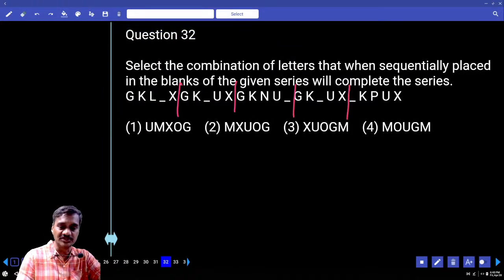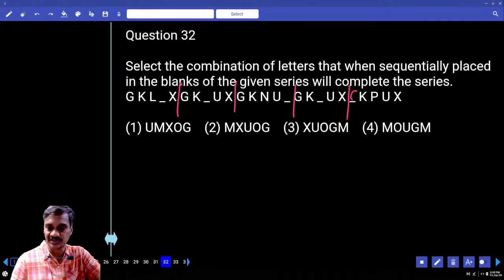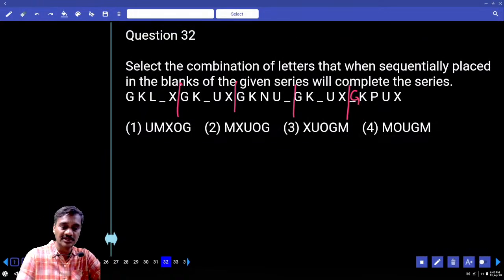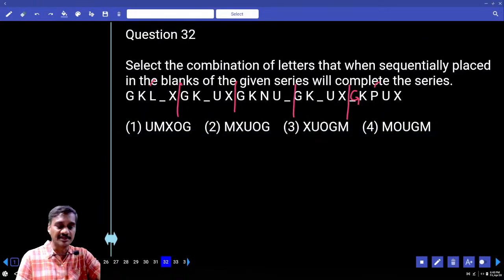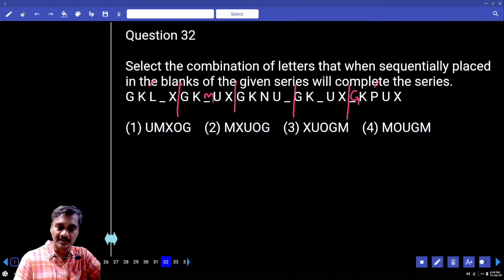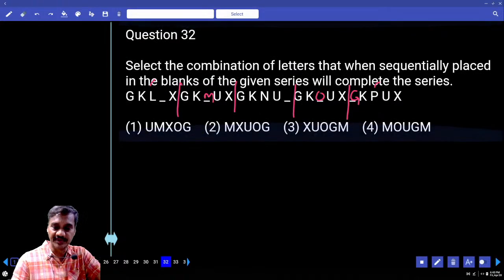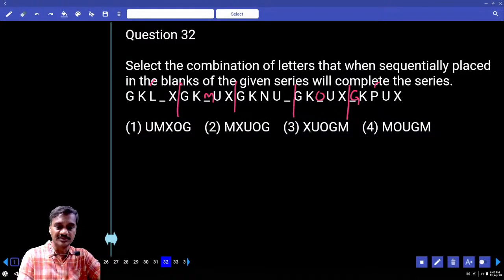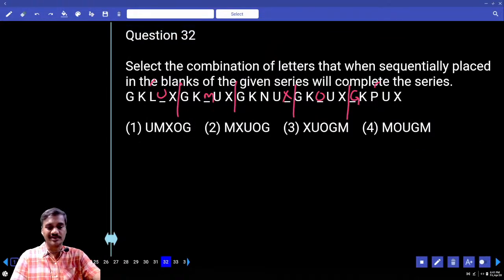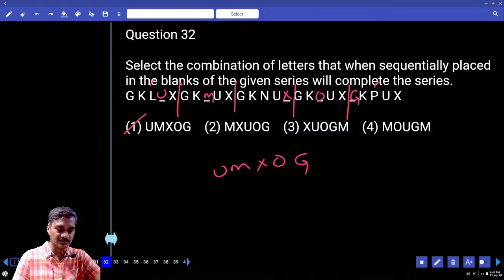Then first letter is G. And first letter is G, here GK. Here L, here P. Next time only M, N, O, P. GK, GKL, next one. U is common, U and X. Here also U and X. And so on. What are the letters we have? U, M, X, O, Z. Choice 1, question number 32.